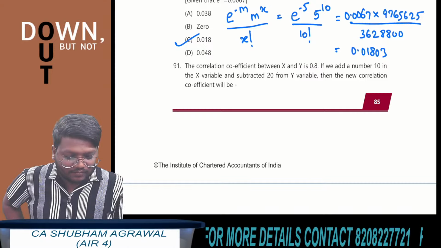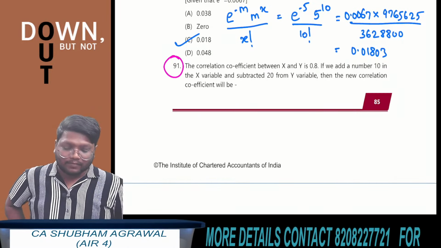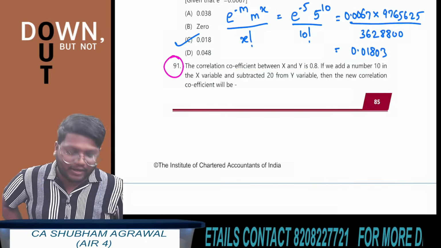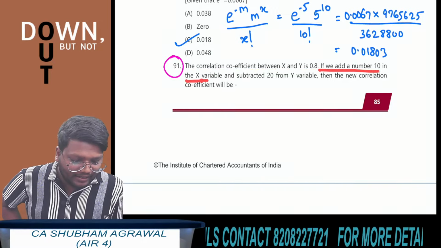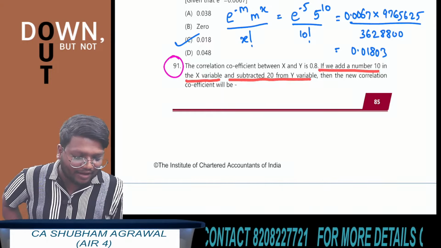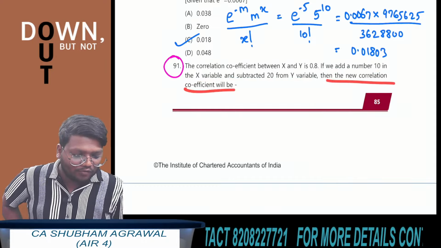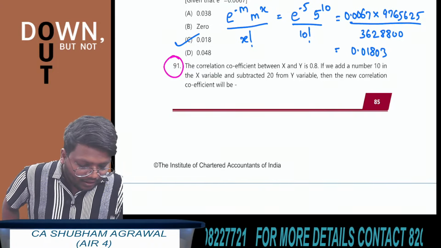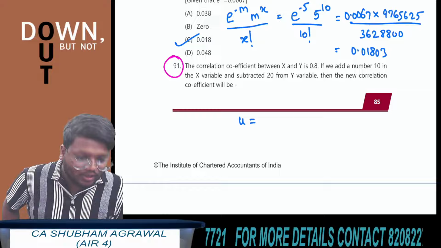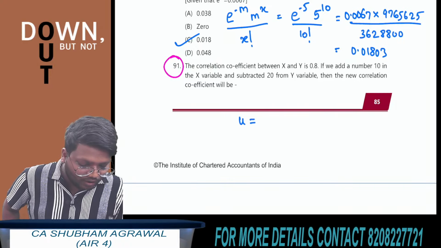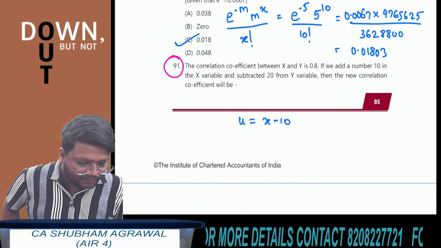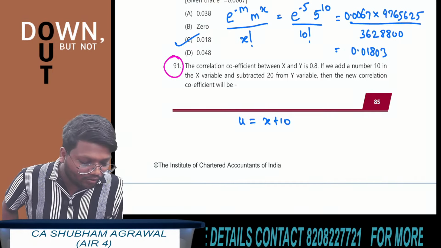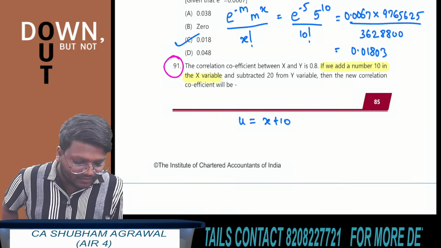Question number 91. Try now this question number 91. The correlation coefficient between x and y is 0.8. If we add a number 10 in the x variable and subtract 20 from y variable, then the new correlation coefficient will be. This question is also very, very simple question. See here, we are constructing a new variable u from variable x, and this u is x minus 10. X minus 10 or x plus 10? Sorry, x plus 10. It is given in question that if we add a number 10 in the x variable.